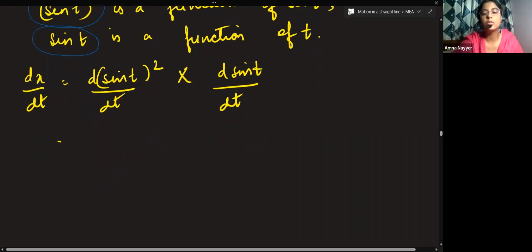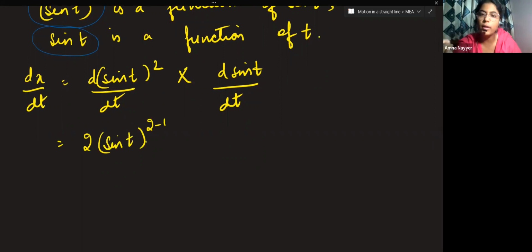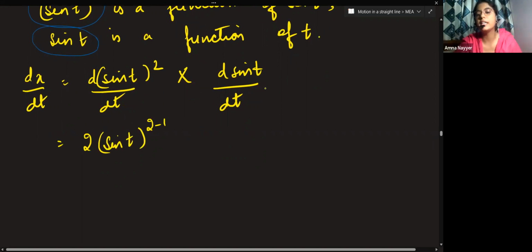Now 2 is acting as n, x to the power n. So this comes out, and what are you left with? Sine t to the power 2 minus 1. That's how we differentiate. x to the power n is written how? n x to the power n minus 1. So this is 2 sine t to the power 2 minus 1, and differentiating sine t gives you cos t. So your final answer is 2 sine t cos t.